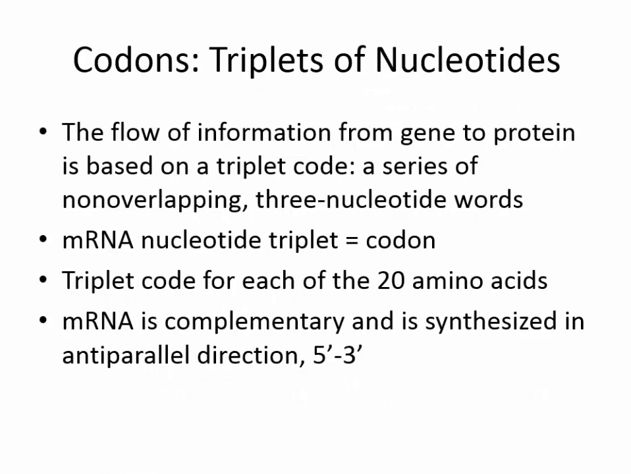The flow of information from gene to protein is based on a triplet code, a series of non-overlapping 3 nucleotide words. A messenger RNA nucleotide triplet is also known as a codon. There's a triplet code for each of the 20 amino acids. Messenger RNA is complementary and is synthesized in the anti-parallel direction, which is 5' to 3'.